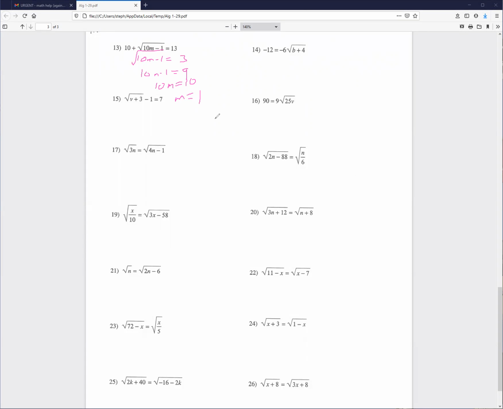This would still be the same process even if some of these numbers weren't coming out nicely. It looks like all of these are rigged to come out nicely, but if you had something that didn't, you'd go through the same steps.